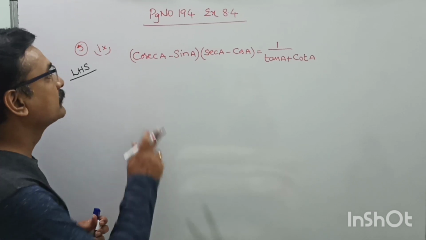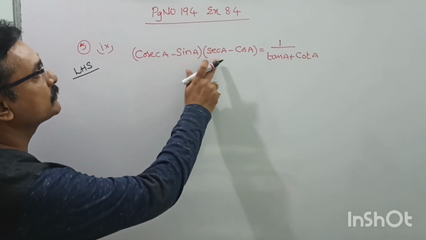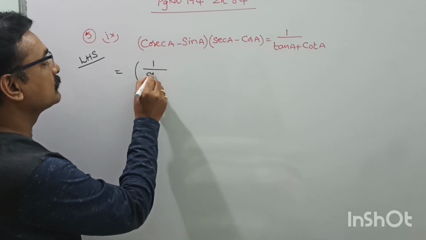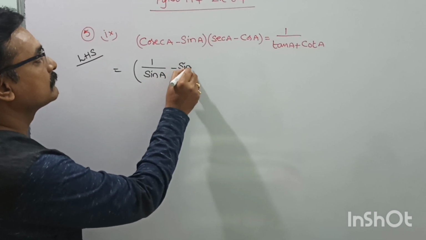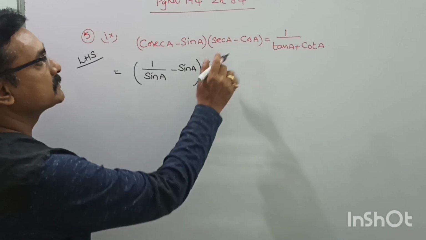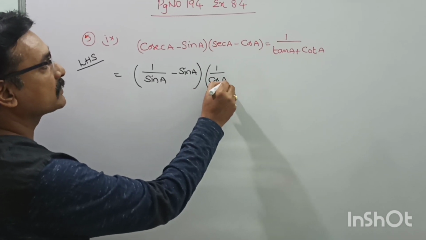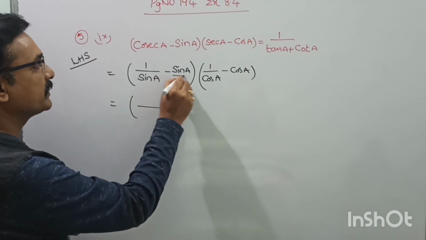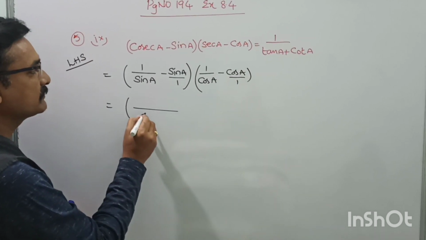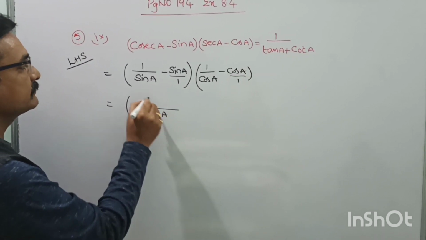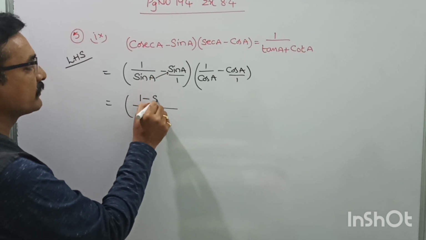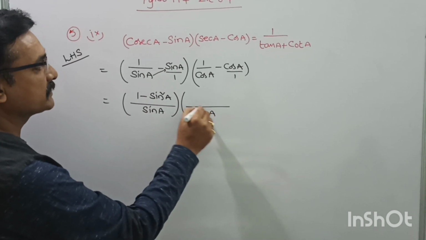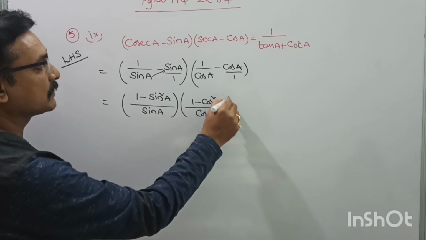Fifth Roman, question number 9. LHS is (cosec A − sin A)(sec A − cos A). So cosec A we can write as 1/sin A − sin A, into sec A we can write as 1/cos A − cos A. Now find the LCM. Denominator nothing is mentioned, so consider it as 1. So sin A is the LCM, (1 − sin²A), into, here the LCM is cos A, (1 − cos²A).